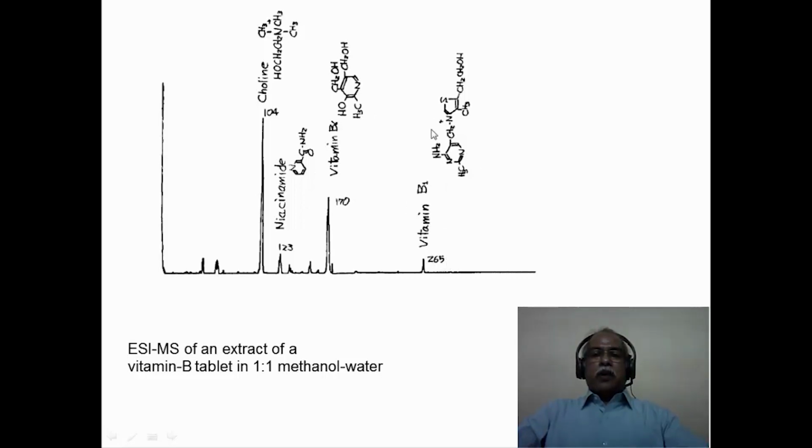These are also highly polar substances. It is not easy to bring them into the gas phase because they are non-volatile material, and hence electrospray ionization mass spectrometry is extremely useful in this case. Although these are not very high molecular weight compounds, the power of electrospray ionization mass spectrometry is that it can bring non-volatile material into the gas phase, even if they are low molecular weight.